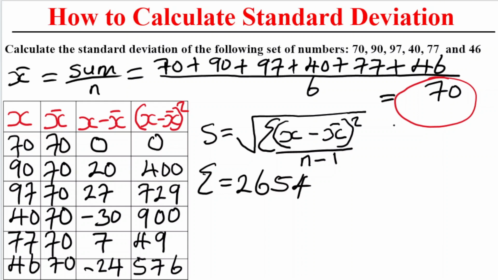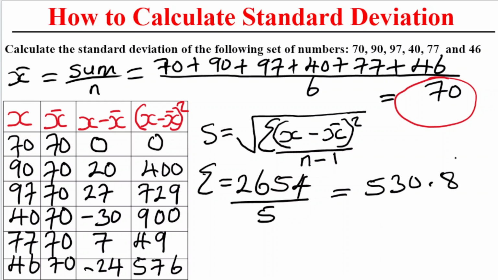The next step says divide the sum by n minus 1. The size of our sample is 6, so 6 minus 1 gives us 5. So we divide 2654 by 5. Let's use our calculator. This gives us 530.8.